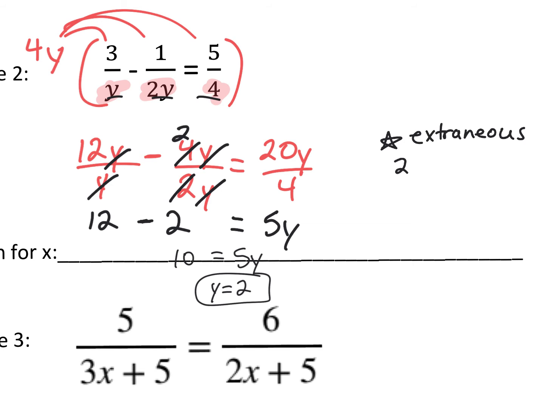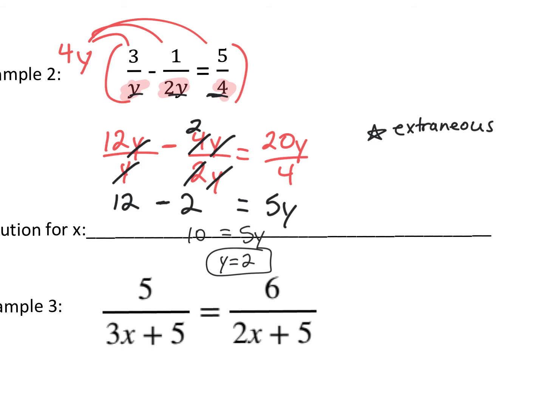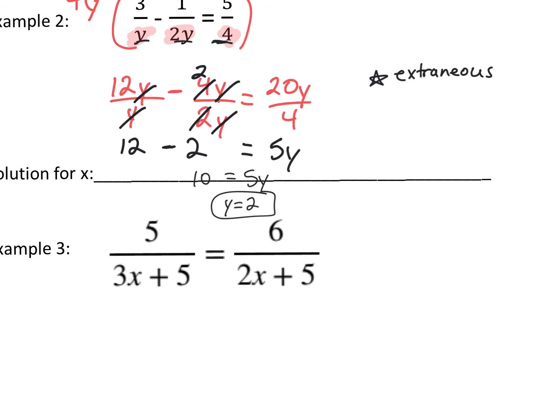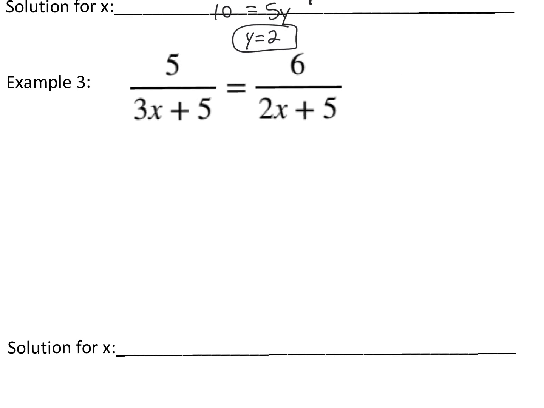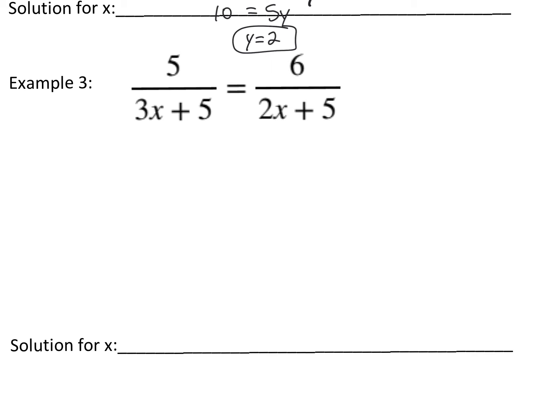Is that extraneous? No, it's not 0. Okay, it doesn't equal 0. Would 2 times 2 equal 0? No, that would also not equal 0. And then I can't plug it into 4, so therefore I'm done. 2 is my answer. It works. So nothing is extraneous here. That's it. Okay? Any questions on that?